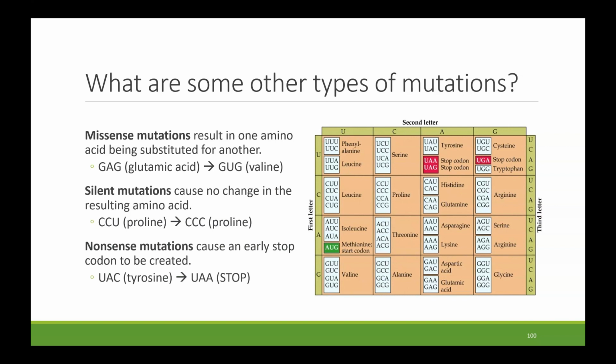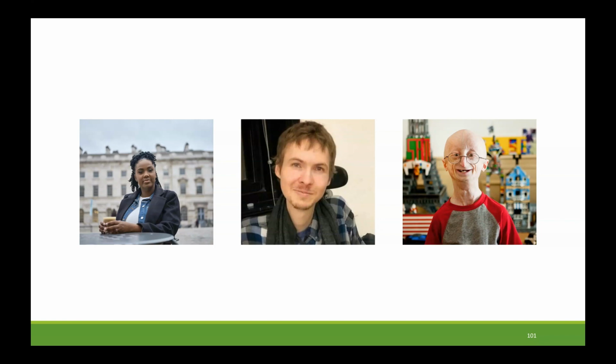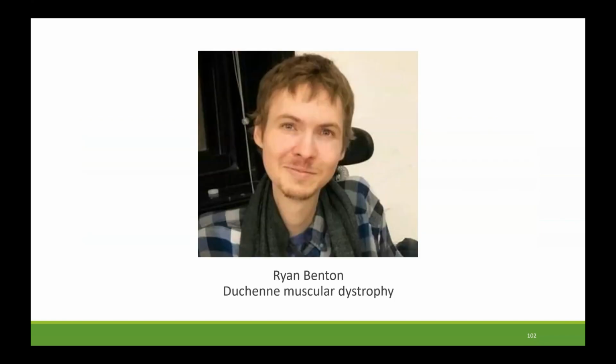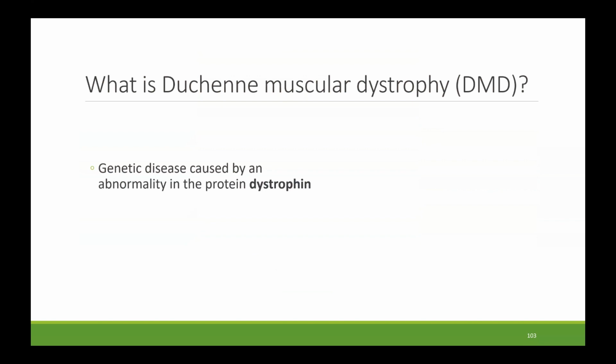They result in an entire section of the protein not being made, which of course affects the way that the protein folds, its structure, and how it performs its function. And it's a nonsense mutation that is relevant to our next case study, which is the one of Ryan Benton. Ryan Benton lived with a disease called Duchenne muscular dystrophy, which is often abbreviated DMD. So, what is DMD? DMD is a genetic disease caused by an abnormality in a protein called dystrophin.